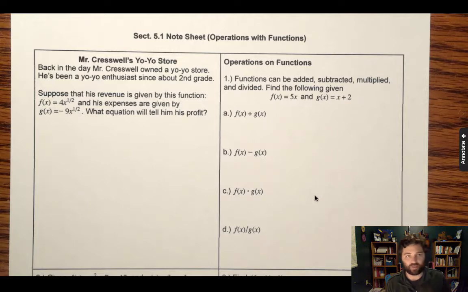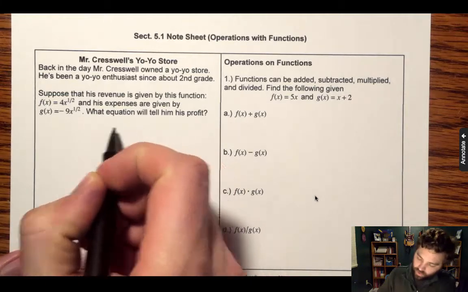So the idea here is that if you want to know your profit, you're going to take all of your revenue, all of the money that comes in, and you're going to take away all of your expenses. Whatever's left over will give you profit. And if those things vary over time, then a function might be a better way to model it than just a number at a given instant. So what equation will tell him his profit?